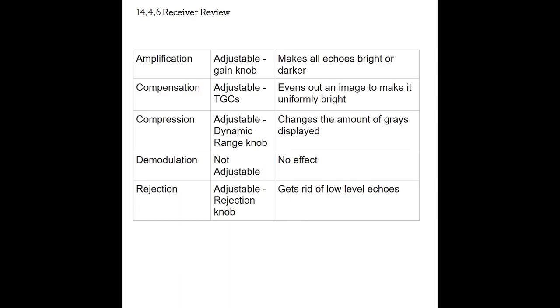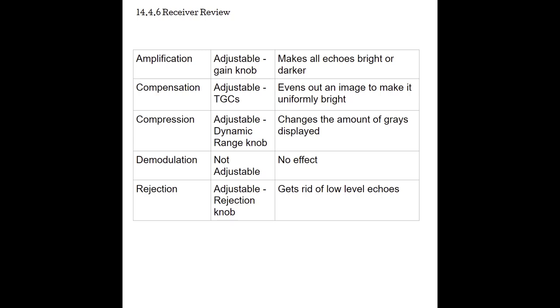So just as a quick receiver review, remember we have those five steps: amplification, compensation, compression, demodulation, and then rejection. They must occur in that order. They are in alphabetical order. Most of them have some sort of first step, which is going to be automatically done by the machine, knowing that we do need to account for the physics of ultrasound. Almost all of them are then adjustable by you as the sonographer, except for demodulation. They all have knobs or sliders or some sort of machine tool that is going to help you to adjust them. Lastly, then, make sure you know what basically they're doing.